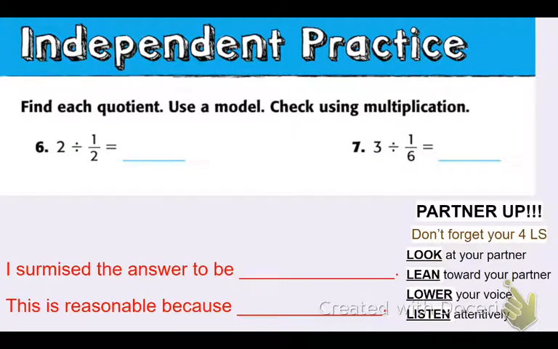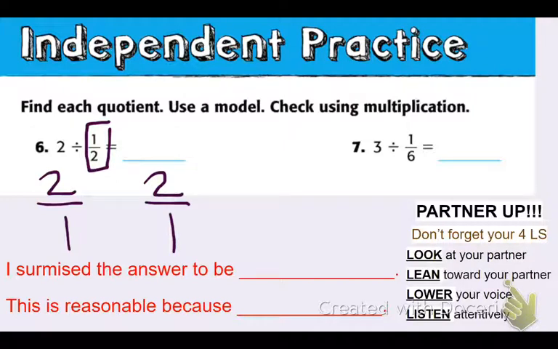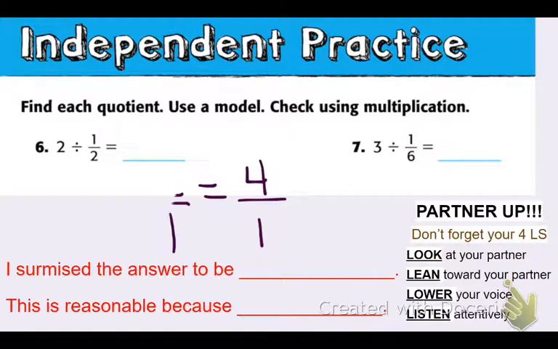Find each quotient. Following those same steps, create a fraction by putting the whole number over 1. Take the fraction on the right and do the reciprocal. The 2 is now on top and the 1 is now the denominator. Go ahead and switch it to multiplication and times. 2 times 2 is 4. 1 times 1 is 1. Go ahead and rewrite your fraction, your answer, and simplify.